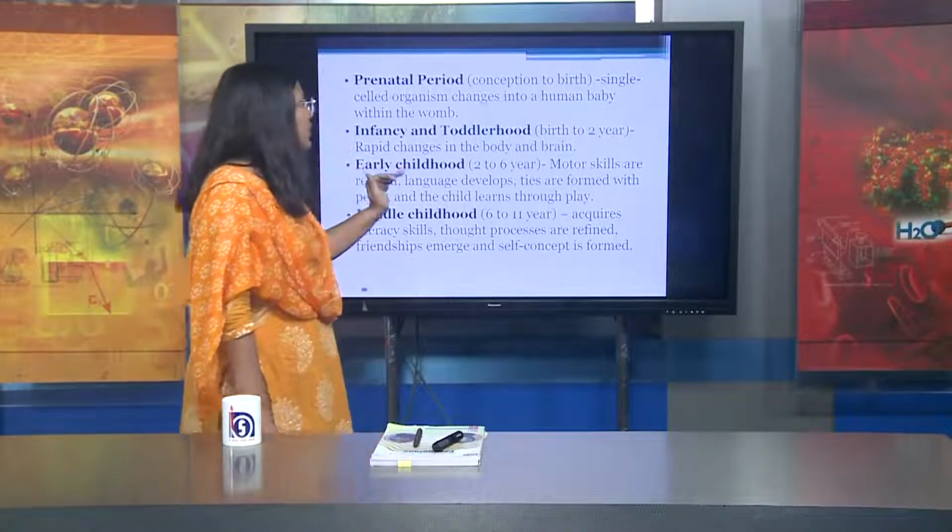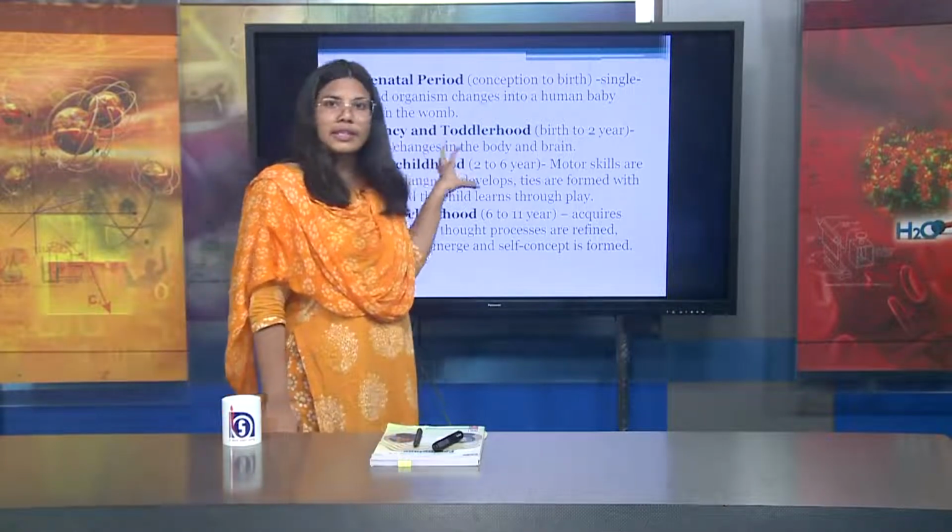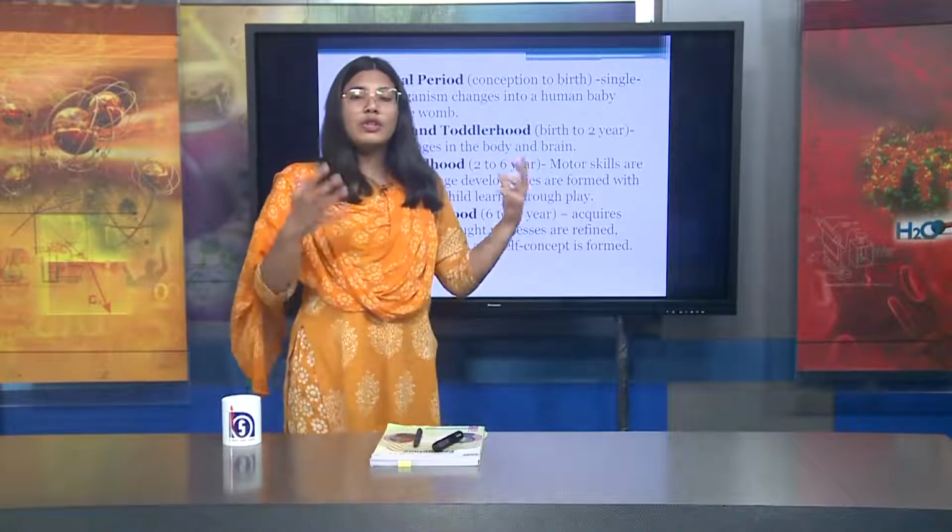So rapid changes in the body and brain occur at this particular stage, because the child is new in the world. The child is exploring, so much information is available to the child, and the child is trying to understand what is actually happening. Because as the child is born, they have very limited understanding, or let's say very limited resources. For example, they can cry when they are hungry, they will cry when they are in pain, and they will cry when they are missing their caregiver.